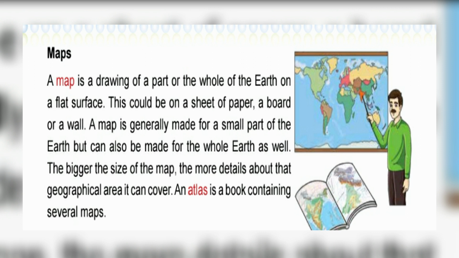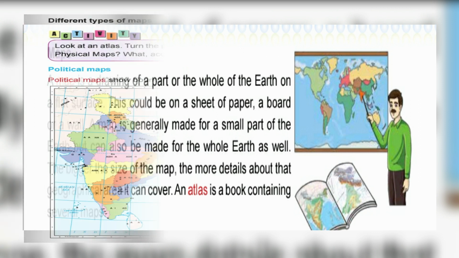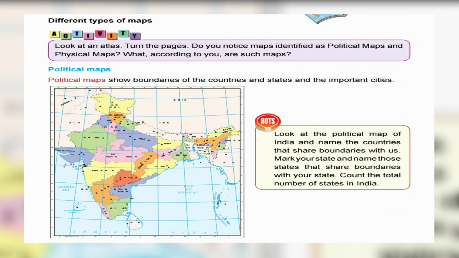Let us see the explanation. A map is a drawing of the earth on a flat surface. It is a sheet of paper on a board or a wall. It can be hung on the wall like a chart. The bigger the map, the more clearly you can see the location of the places, oceans, continents, countries, rivers. Next, different types of maps.